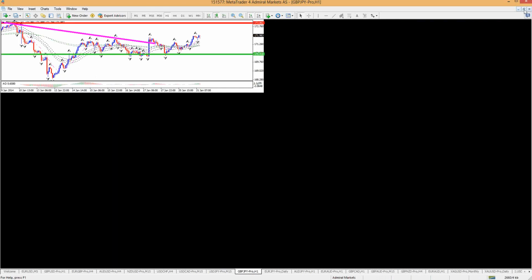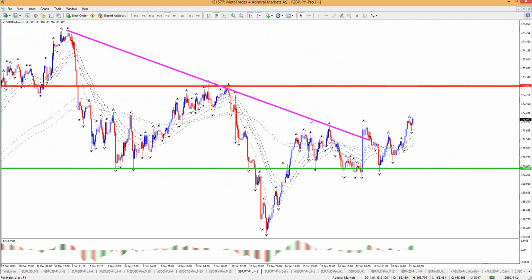Pound yen broke out of this magenta, also broke out of this orange trend line. There is a bit of a channel going on here, and we're right at the top of that channel, so something to be aware of. Right, so something to be careful of.